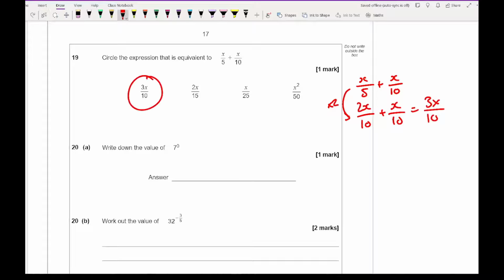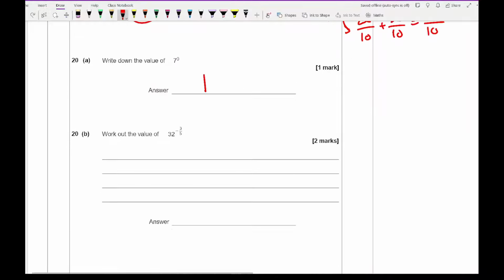The next question, 28, is work out the value of 7 to the power of 0. Anything to the power of 0 is 1. Then it says work out the value of 32 to the power of minus 3 over 5. Now here, again, there's several options you can do. I'm going to deal with the negative first. So 32 to the power of minus 3 over 5 is going to be 32 to the 3 over 5, and that's going to be reciprocal. Then dealing with this, now I've got a fifth root of 32, which is 2. So that then becomes 1 over 2 cubed, which then becomes 1 over 8.